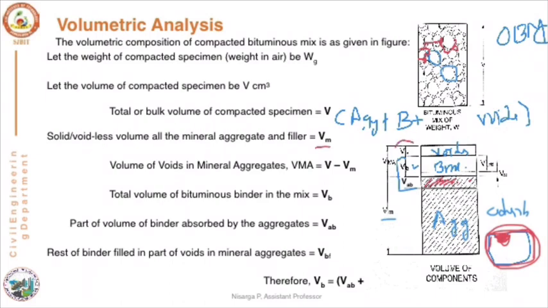Thus the total air voids in the mix will be equal to total volume minus voids in the mineral aggregates. Then let us consider the volume of bituminous mix as Vb and absorbed bitumen as Vab. The rest of the binder, what is there in the mineral aggregates, Vb will be equal to the absorbed bitumen plus the bitumen that is available in the voids. Both together constitute, as I mentioned here, the absorbed bitumen and the bitumen that is there in the voids of the mineral aggregates. Both constitute the total amount of bitumen.